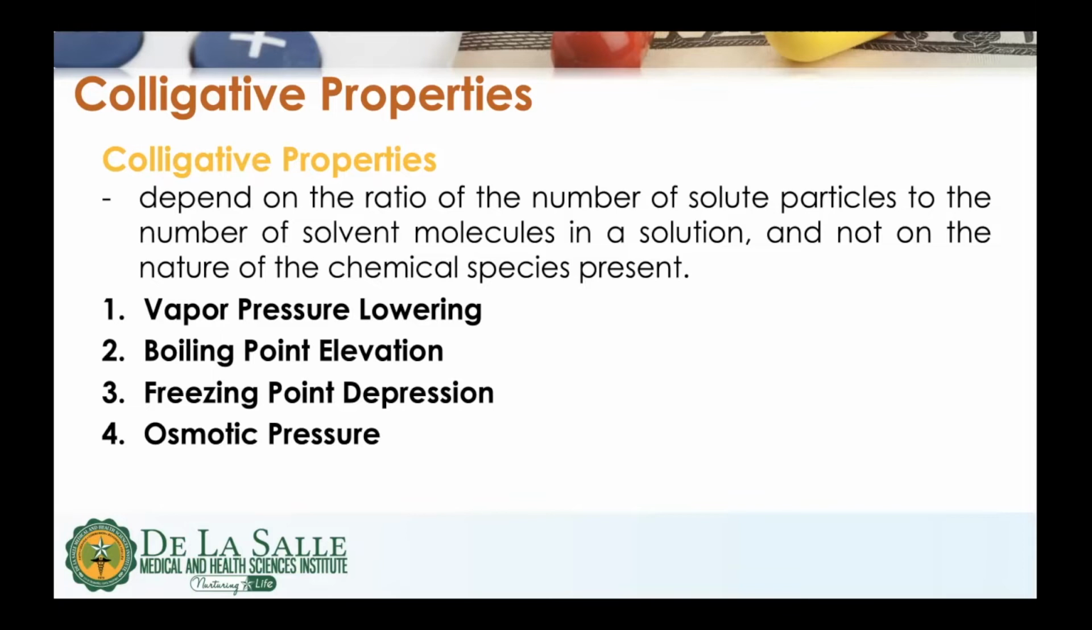Some examples of colligative properties are the following: vapor pressure lowering, boiling point elevation, freezing point depression, and osmotic pressure. Now take note that vapor pressure, boiling point, and freezing point are all intrinsic or intensive properties, meaning these properties are physical constants of a particular solute or a particular substance. However, their lowering or elevation are considered to be colligative properties.